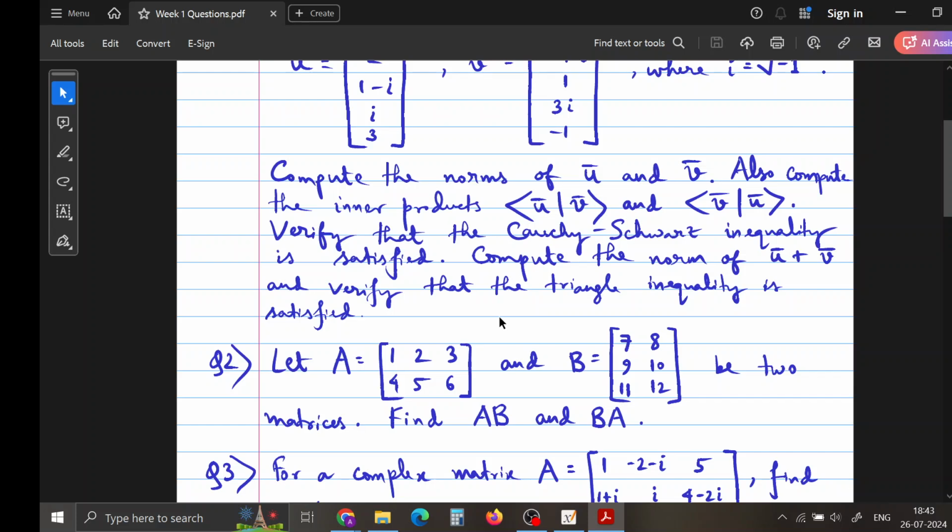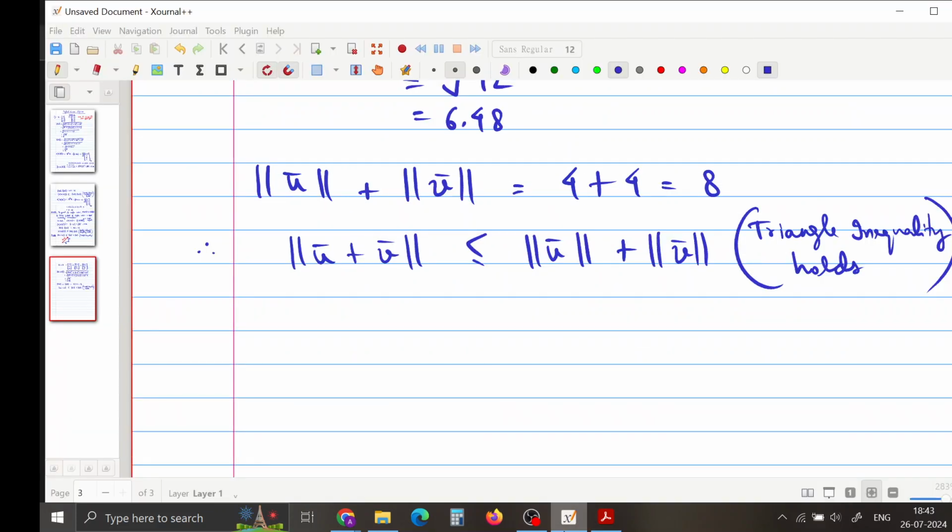Okay, let's move on to the next question. Question number 2: you are given two matrices A and B, and we have to find the matrix multiplication, the product AB and also BA. It's a review of matrix multiplication, very basic operations. So let's do it quickly.